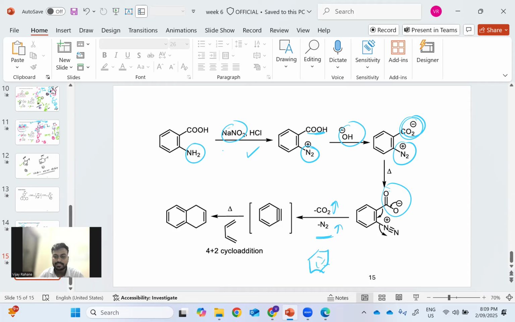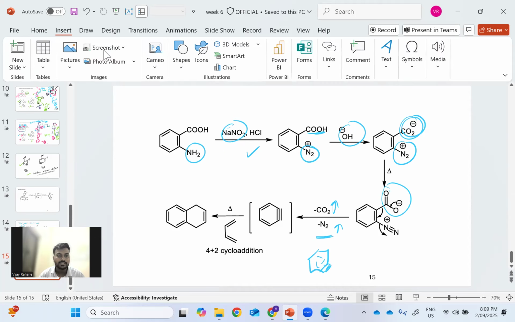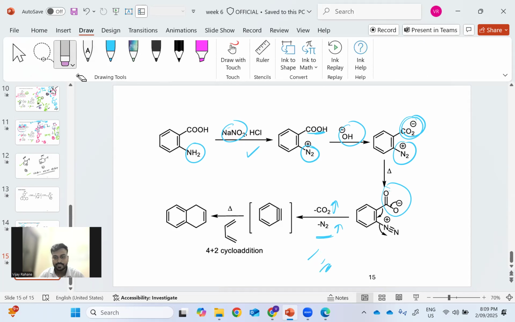And once this benzyne intermediate is formed, there will be a 4 plus 2 pi addition reaction. So that's the Diels-Alder type of reaction, right? And we get a product.